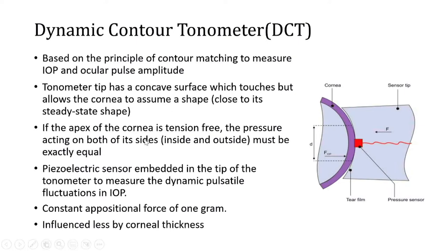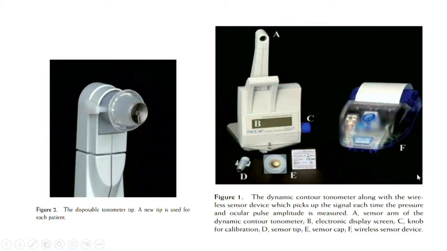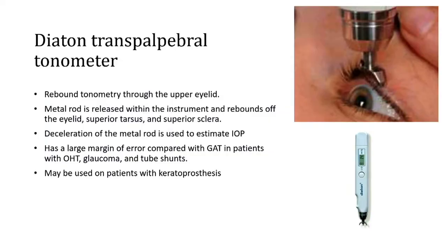Then lastly, this dynamic contour tonometer or the Pascal tonometer. It causes a contour matching to the cornea. There is no force or applanation to the cornea, but there is a concave tonometer tip which causes the cornea to assume the shape. And if the apex of the cornea is tension-free, they say the pressure on both sides should be equal. And there is a piezoelectric sensor embedded in the tip, and this measures the dynamic pulsatile fluctuations in IOP.